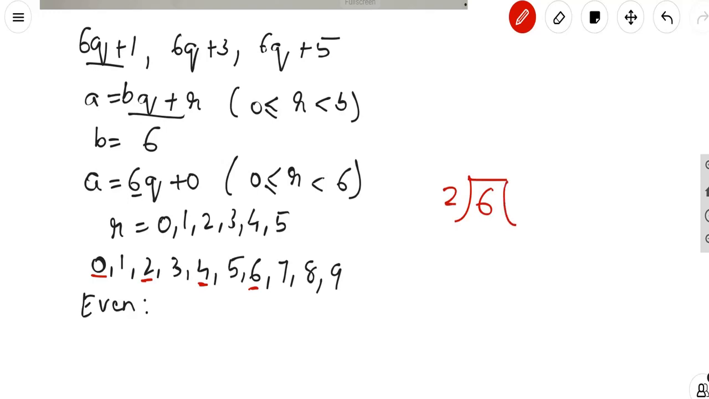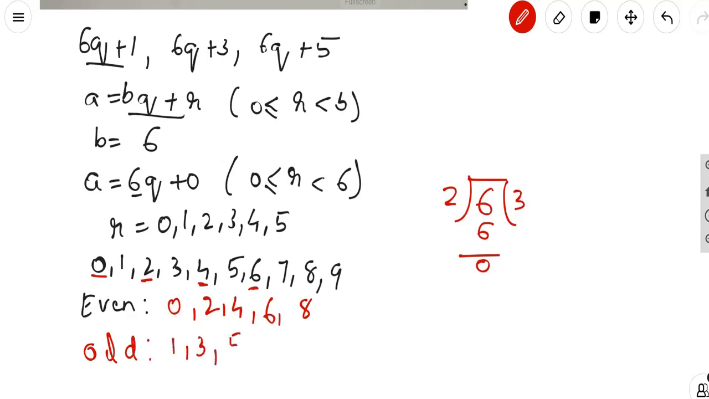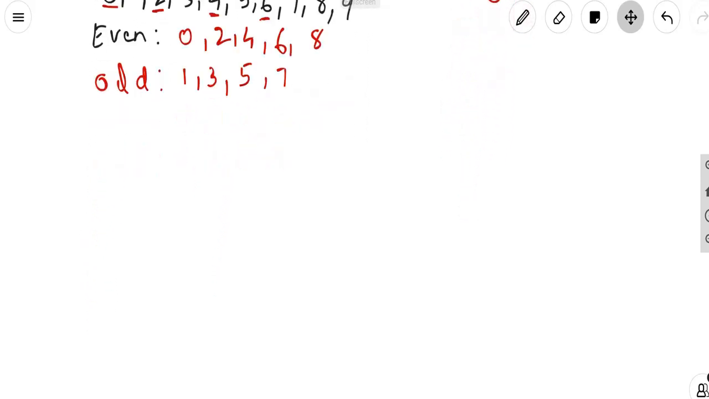If I take 6 and divide by 2, 3 twos are 6, so the remainder is 0. So this number is an even number. What are the even numbers in this range? It is 0, 2, 4, 6 and 8. And what are odd numbers? Any numbers which are not even numbers are odd numbers. In this range it is 1, 3, 5 and 7. I hope you have understood what even numbers and odd numbers are.